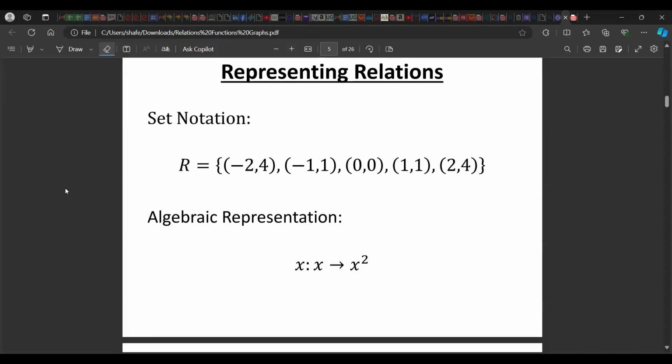How do we represent that algebraically? Let me say x is such that x maps onto x squared. x is such that x maps onto x squared.